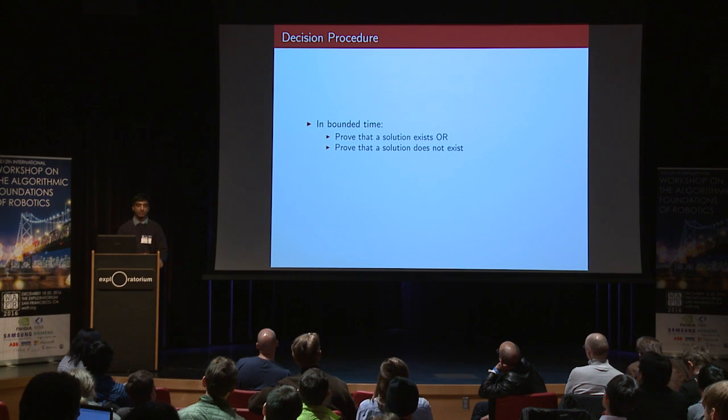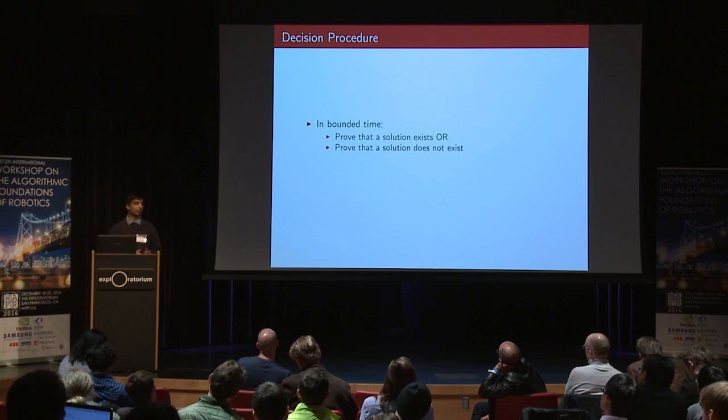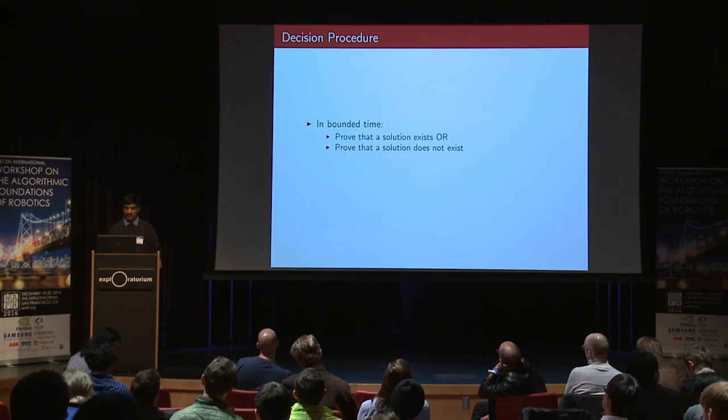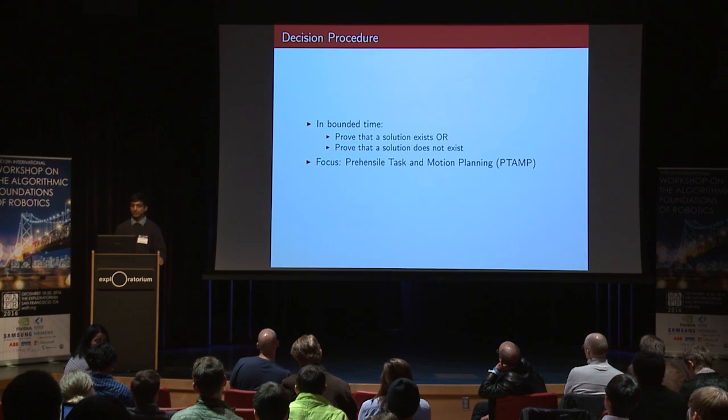So a decision procedure is an algorithm for a robotic planning problem that in bounded time will either return a proof that a solution exists or a proof that a solution does not exist. And we're interested in focusing on prehensile task and motion planning, or PTAMP.